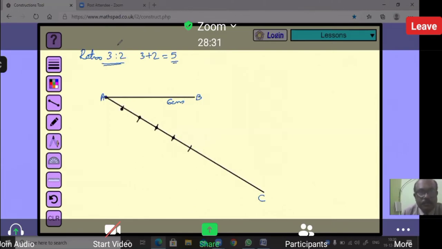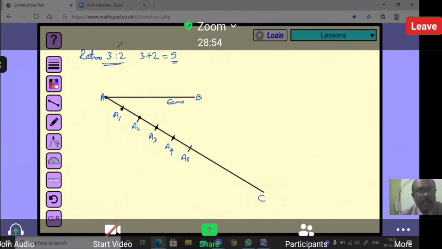Now mark these points as, say, A1, A2, A3, A4 and A5. Mark the points as A1, A2, A3, A4, A5. All right. Then join the last point to B. Join the last point to B.